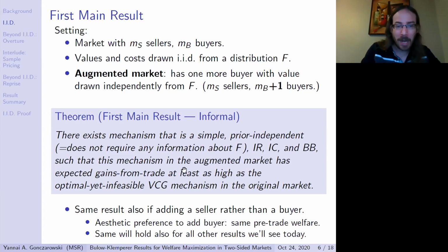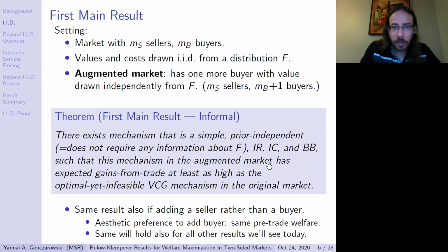I'm talking about adding a buyer here, but the same also holds if you add a seller rather than a buyer. Then it's a slightly tweaked mechanism, but it's as simple. The full details are in the paper. We have an aesthetic preference to phrasing things in terms of adding a buyer because it has the same pre-trade welfare. It doesn't seem like you cheated by adding items to the market, even though when you talk about gains, it doesn't really matter. And the same thing about adding a seller or sellers rather than a buyer or buyers will hold for any other result that I'm going to talk about today as well.